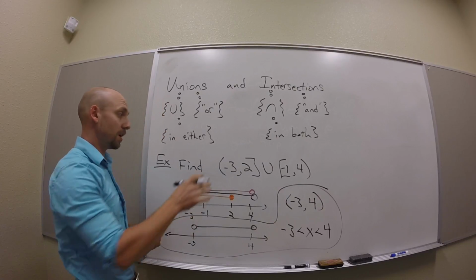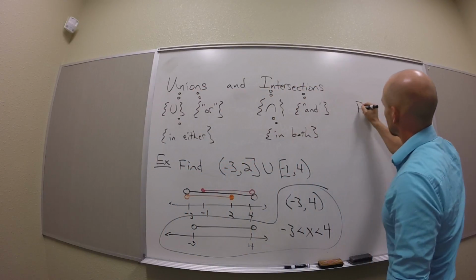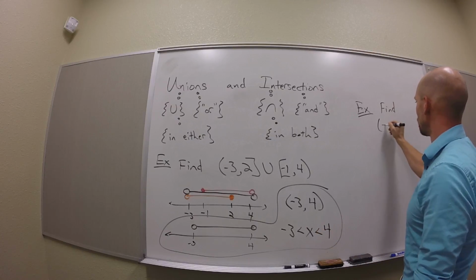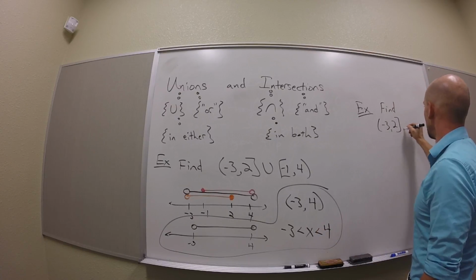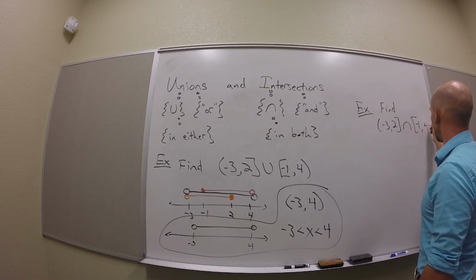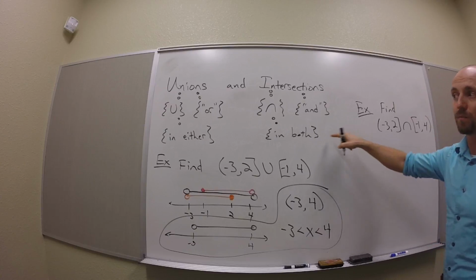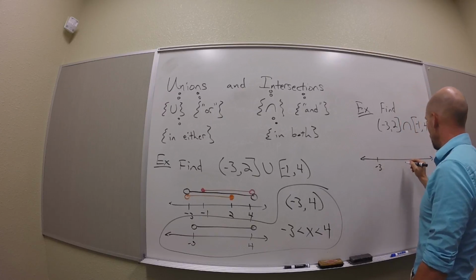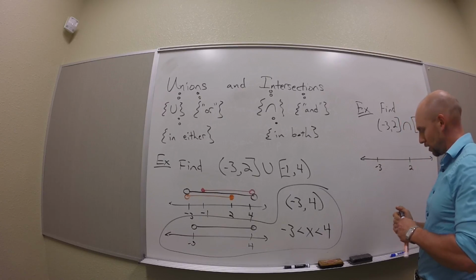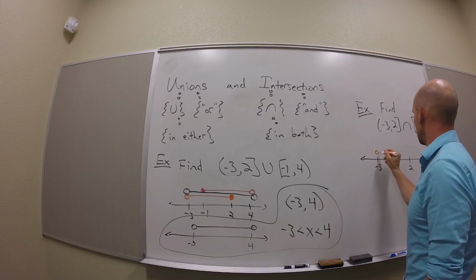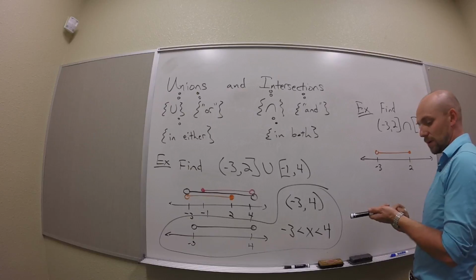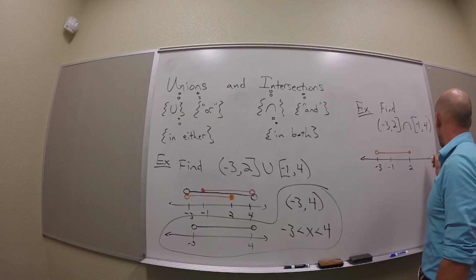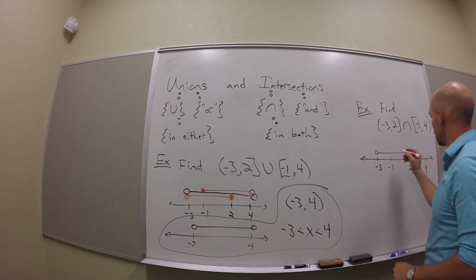Want to try another one? I think we need an intersection to try. Alright, so let me make an intersection. Let's just use the same two intervals. So we'll go -3 to 2, intersect -1 to 4. Okay, so this means it's got to be in both of them. So I'm going to draw my number line and put my stuff on there. So -3 up to 2, I'm going to color that one orange again. So I'm drawing the same picture. I've got my orange interval, and then I need to go from -1 up to 4. I'm going to color that one pink again.